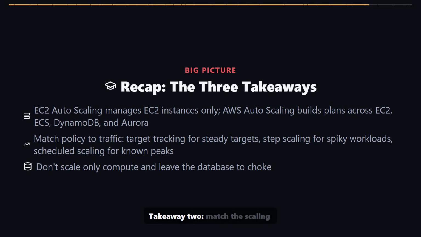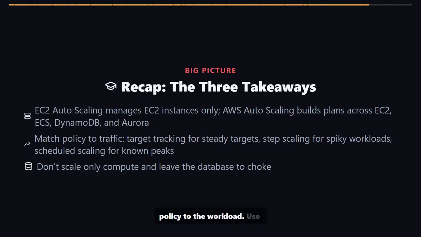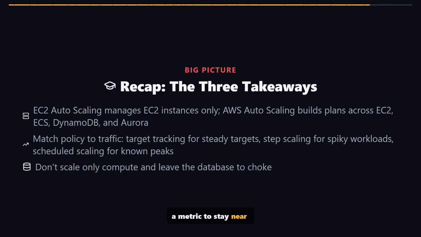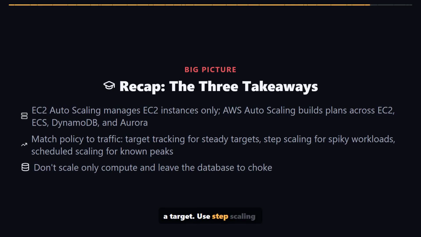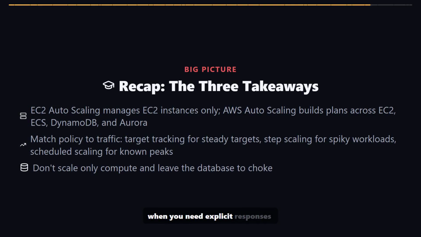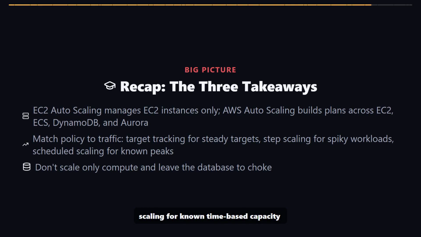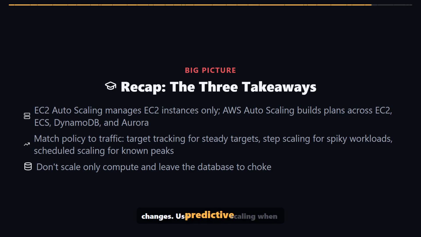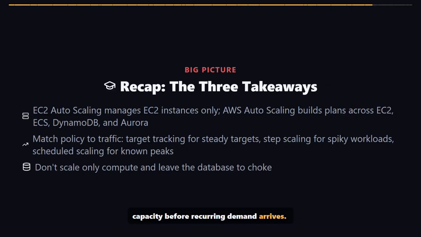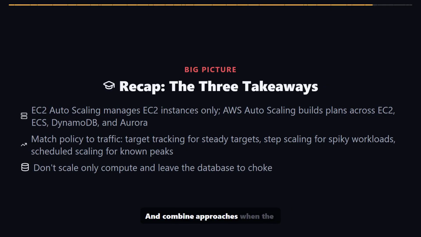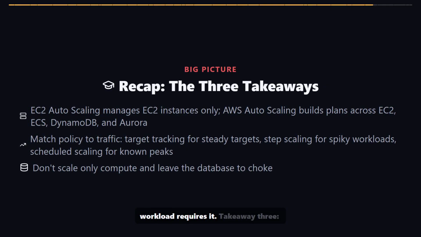Takeaway 2. Match the scaling policy to the workload. Use target tracking when you want a metric to stay near a target. Use step scaling when you need explicit responses to alarm ranges. Use scheduled scaling for known time-based capacity changes. Use predictive scaling when historical patterns can help prepare capacity before recurring demand arrives. And combine approaches when the workload requires it.